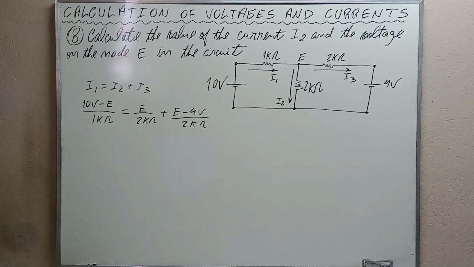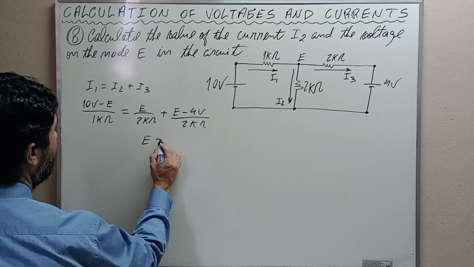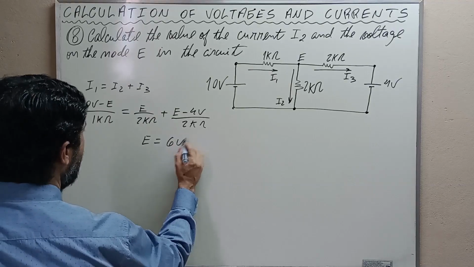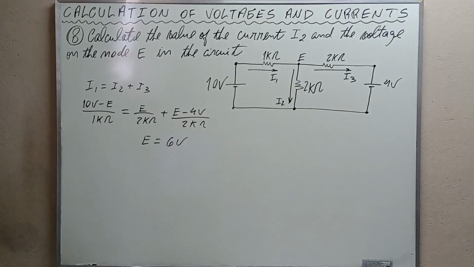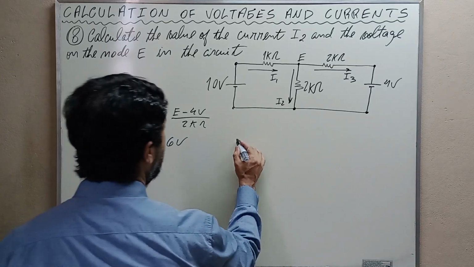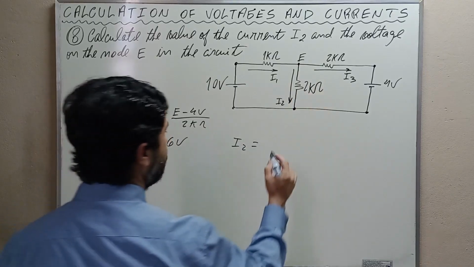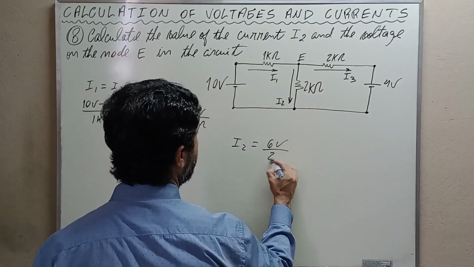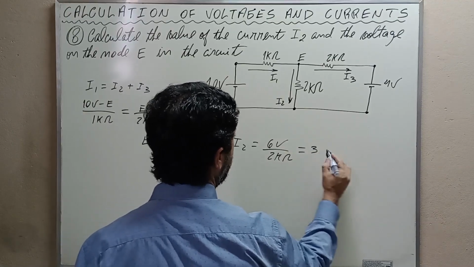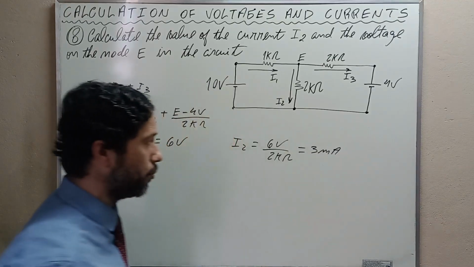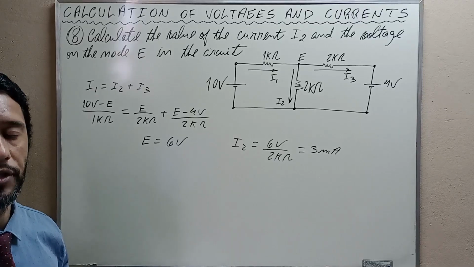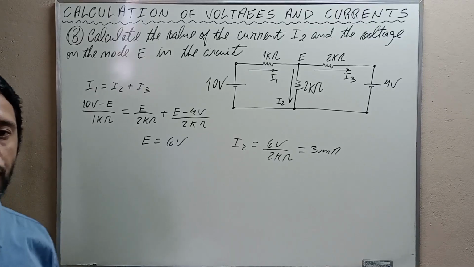It is simple to be solved. I'm going to invite you to try to solve it at home, and you're going to find that E is equal to 6 volts. With the value of E, we can easily find the value of the current I2. I2 is simply the division between the voltage and the resistance, 6 volts divided by 2 kilo ohms, and this is equal to 3 milliamps. And this is all the exercise requested from us. Let's go next.